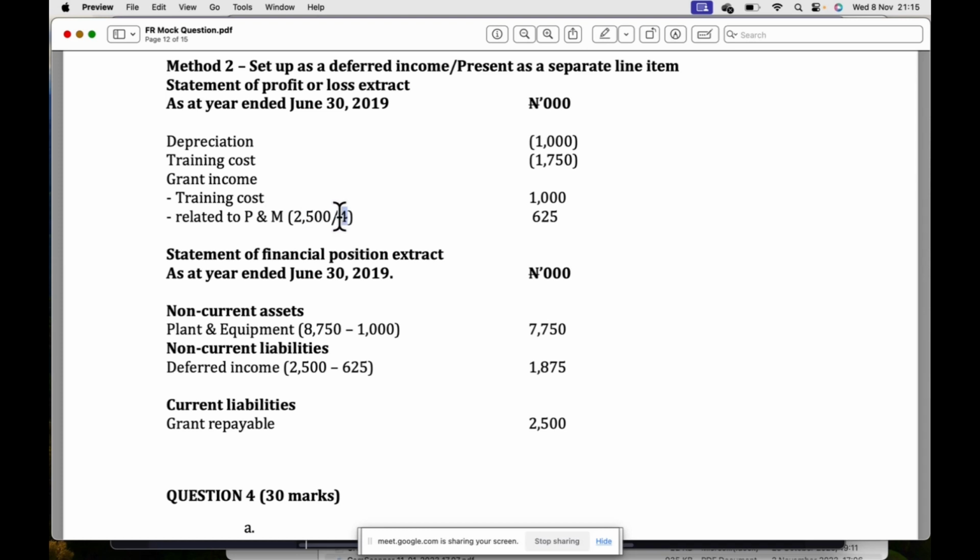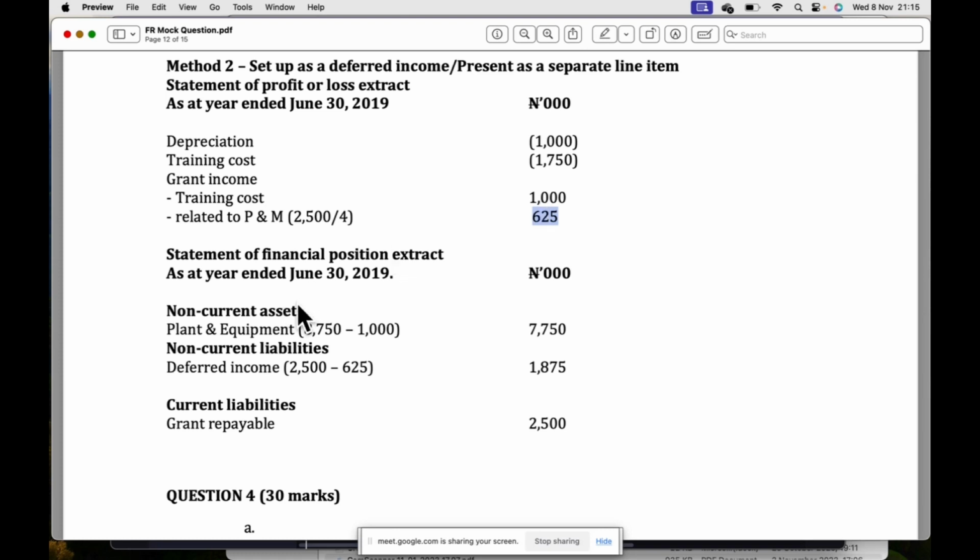There's a typo here when typing this. This should not be 4 years. This should be 5 years. So this should have been 500 because we are going to recognize this grant over the useful life of the asset. So in year one, you recognize the one relating to year one of this should be 500.